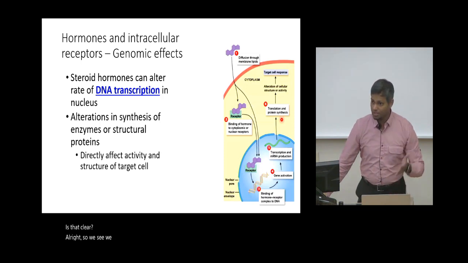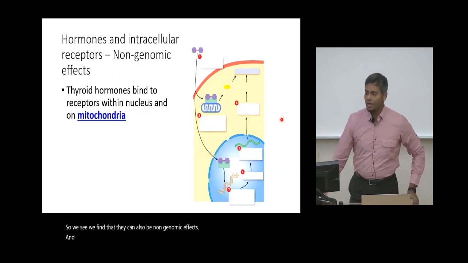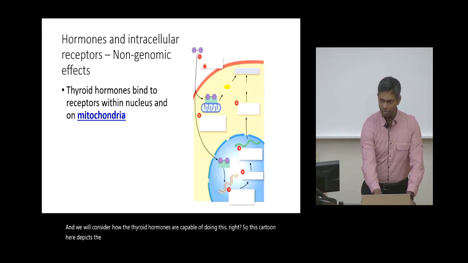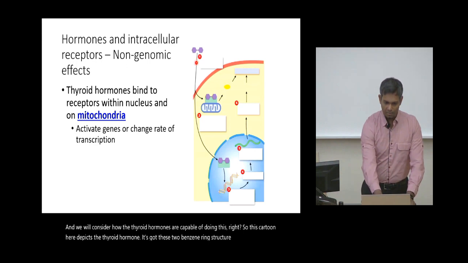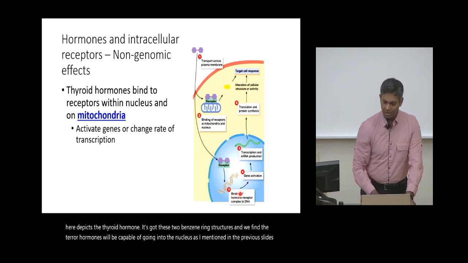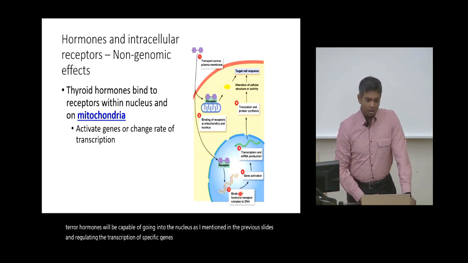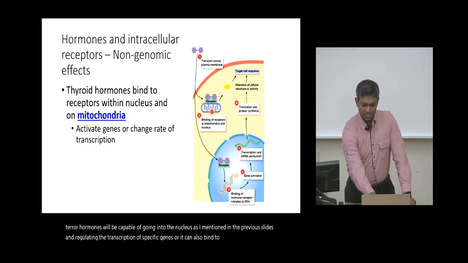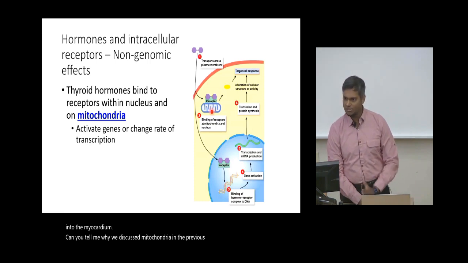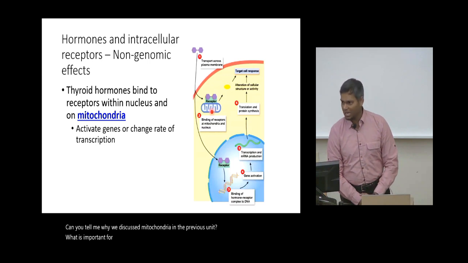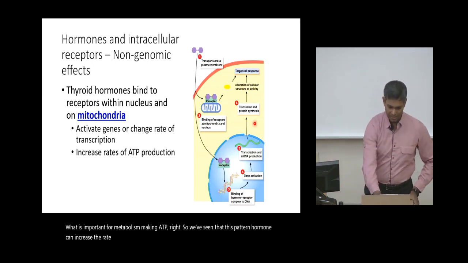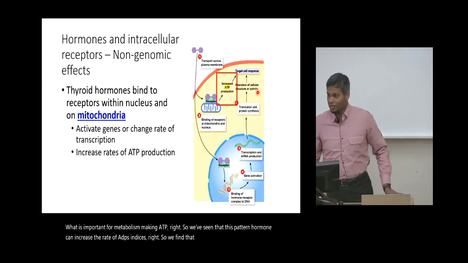We find that there can also be non-genomic effects, and we will consider how thyroid hormones are capable of this. This cartoon here depicts the thyroid hormone. It has these two benzene ring structures, and thyroid hormones are capable of going into the nucleus, as I mentioned in the previous slides, and regulating the transcription of specific genes. Or it can also bind to a receptor which takes it into the mitochondria. Can you tell me why we discussed mitochondria in the previous unit? What is important for metabolism, for making ATP, right? So the thyroid hormone can increase the rate of ATP synthesis, so it can have non-genomic effects as well.